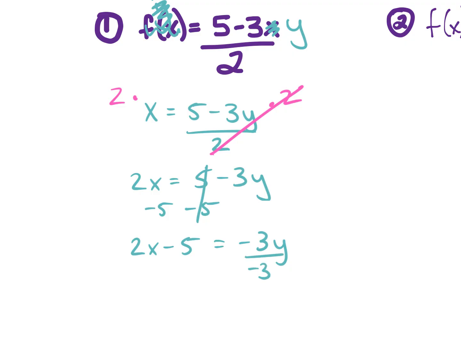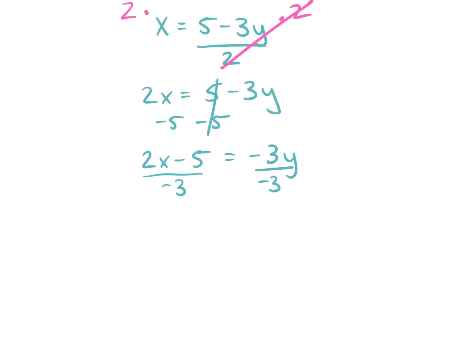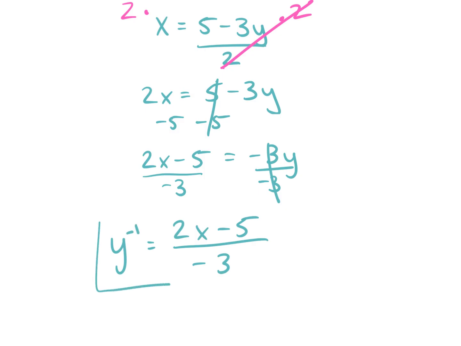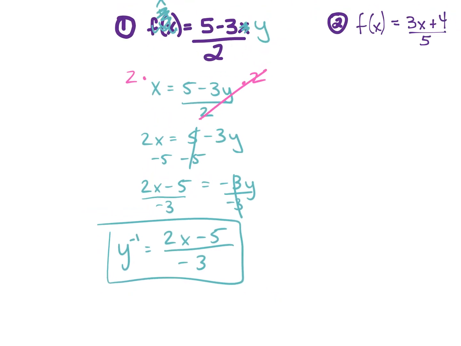Perfect. So now the y is all by itself. We have 2x minus 5 over negative 3. This is equal to our inverse. So the very last thing we have to do is name our inverse. We have to put that little -1 symbol on the y to name the inverse. On WebAssign, it already gives you the f of -1, so you don't have to type that. You just have to type whatever the inverse is. But on a test or quiz, make sure you put the -1 symbol to name your inverse. This is not y equals, it's our inverse.